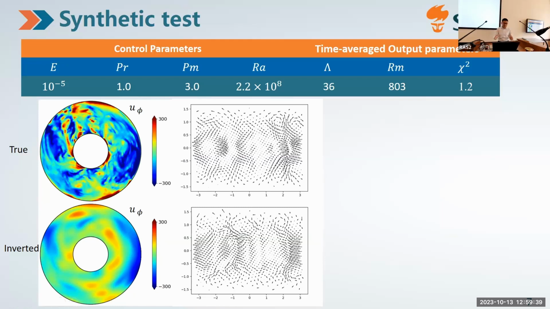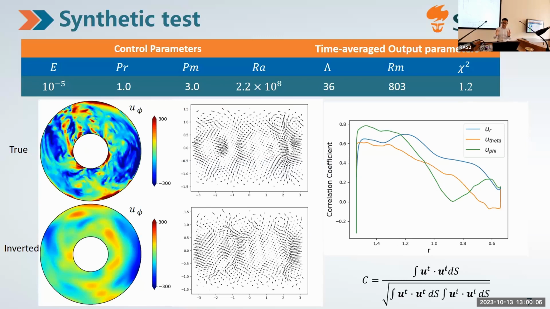We can see that we fairly well reconstructed the large scale. The inverted core flow basically gets the large-scale structure of the core flow compared to the real one. On the left is the azimuthal flow in the equatorial plane, both in the equatorial plane and at the core surface.